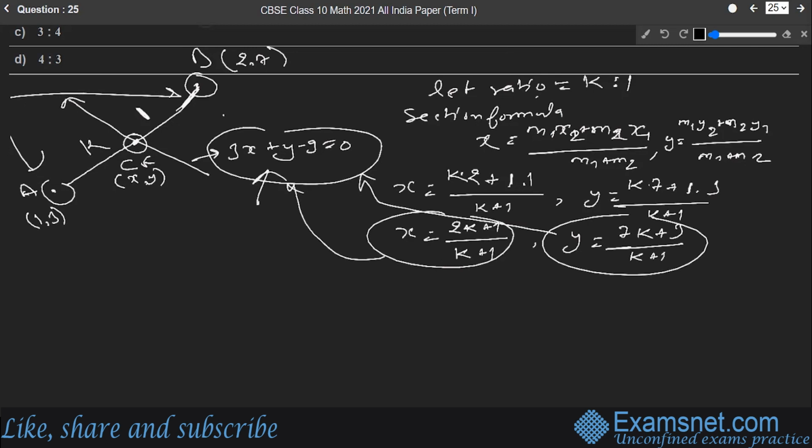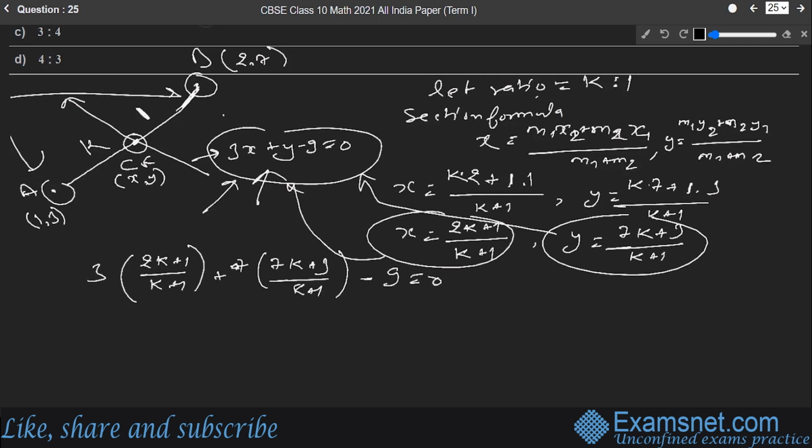So let us put the values of x and y in the line's equation because they are supposed to satisfy it, since the point lies on the same line. If we put the values of x and y in the given equation, we get 3 times (2k plus 1) over (k plus 1), that is for x, plus 7 times (7k plus 3) upon (k plus 1), minus 9 equal to 0. So we have replaced the values of x and y in the line's equation.